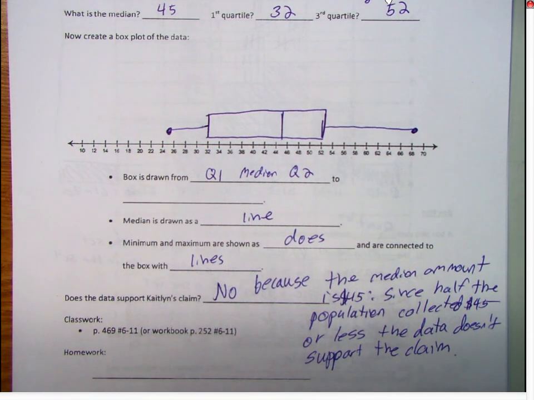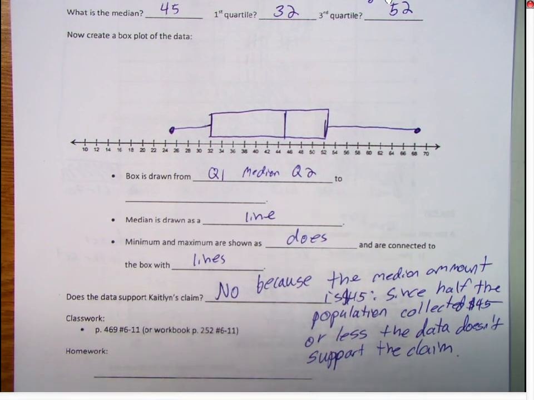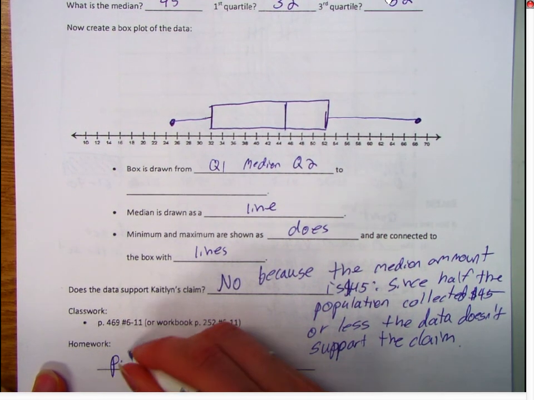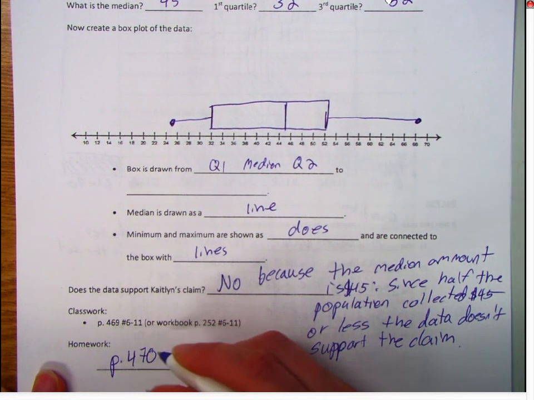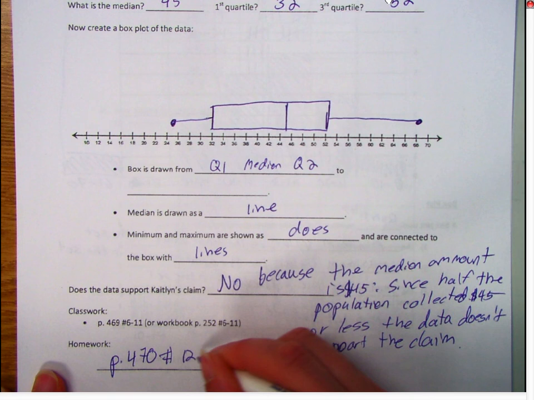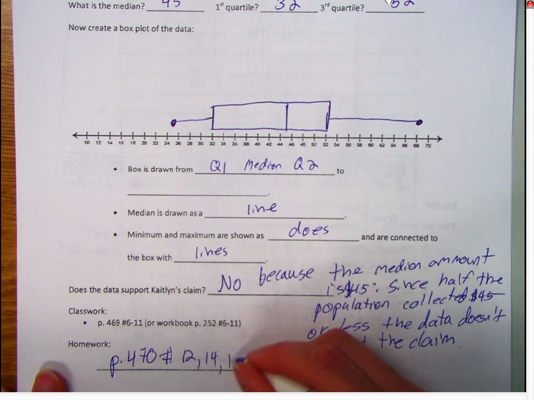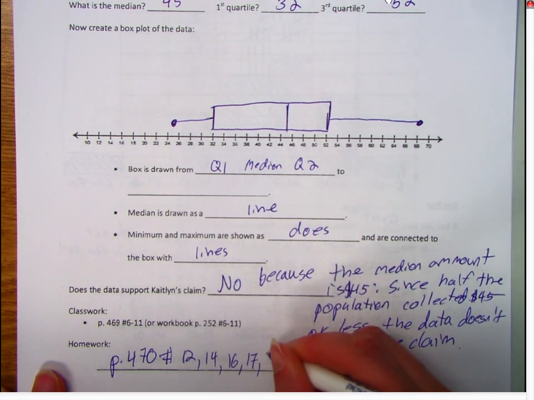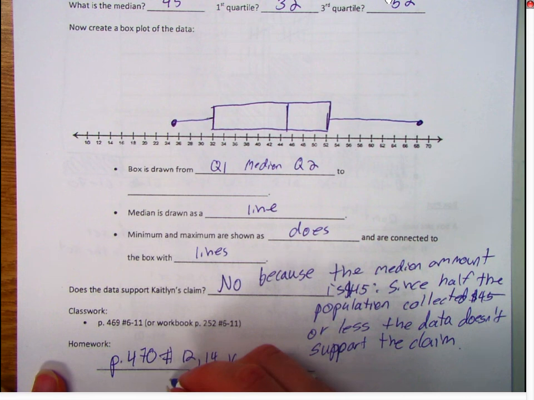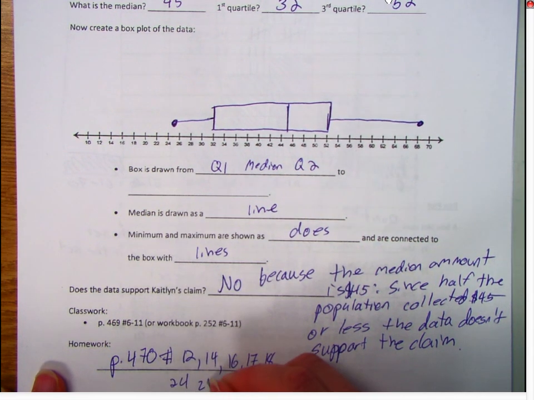Okay, it says you have classwork, which I don't believe we have time for, so you guys can get started on your homework. And the homework is on the board and in PowerSchool. It's page 470. Numbers 12, 14, 16, 17, 18, 24, 25, and 26.